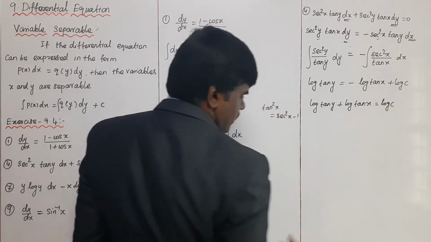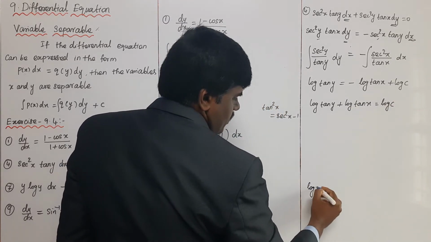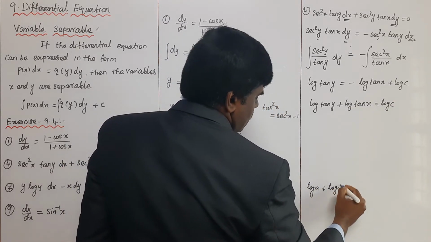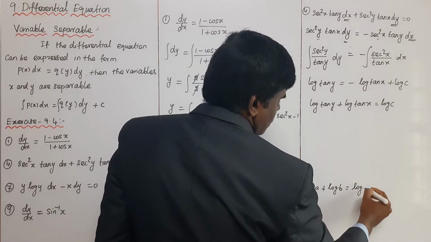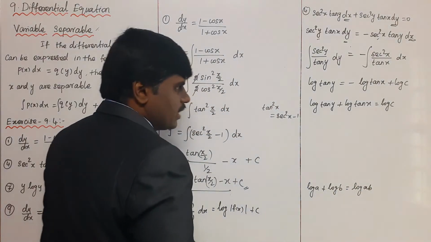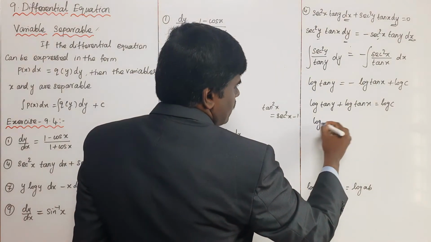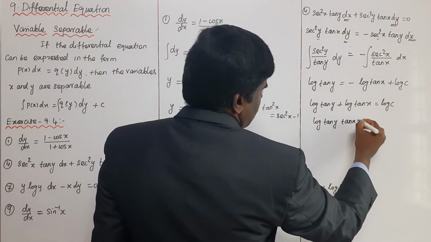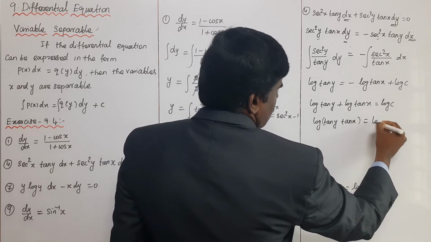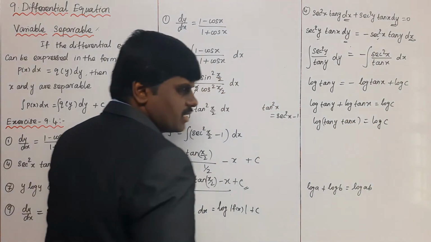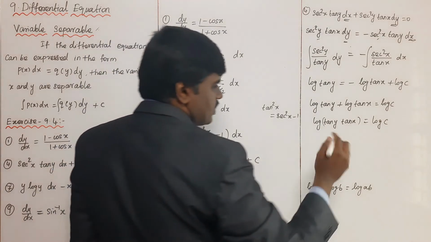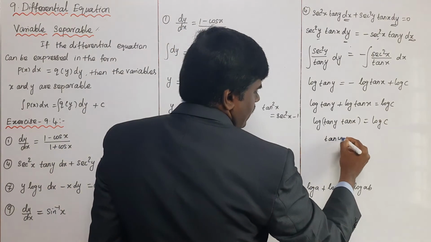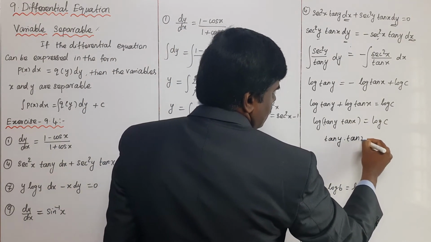So you know the logarithmic rules. Log a plus log b is equal to log of ab, that is the product rule. In the same way, log of tan y into tan x is equal to log c. So take the exponential on both sides. The logarithm cancels. What remains? Tan y into tan x is equal to c.